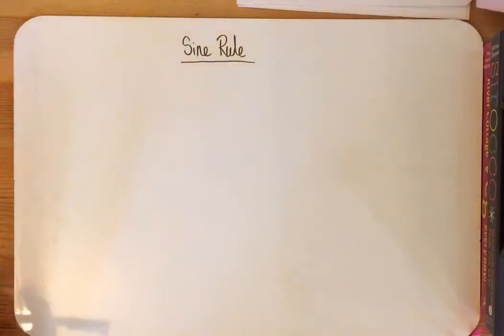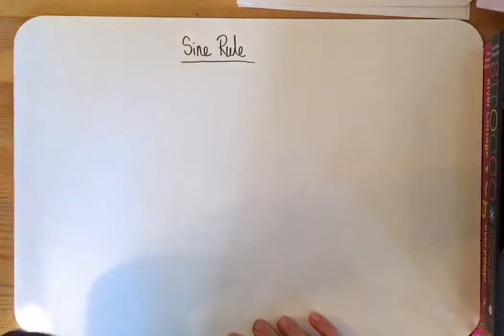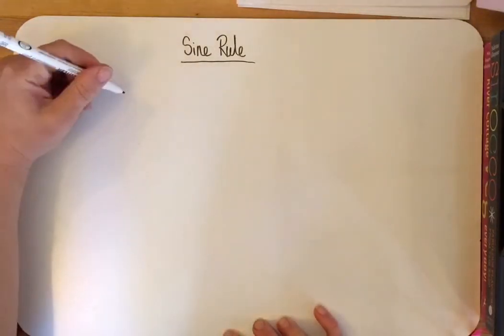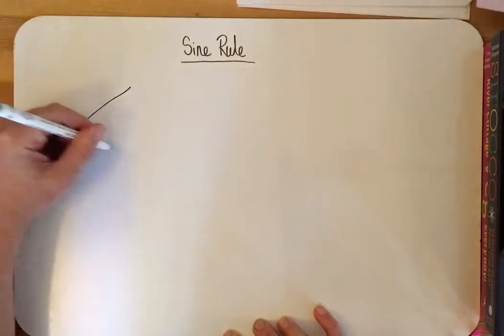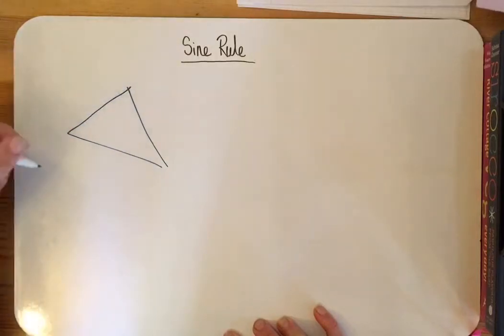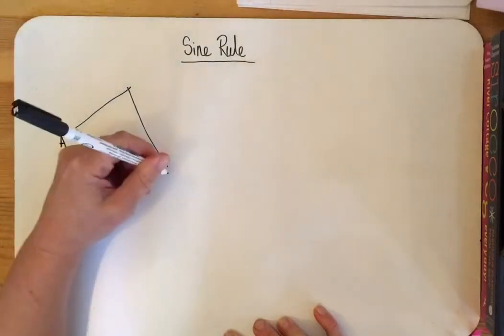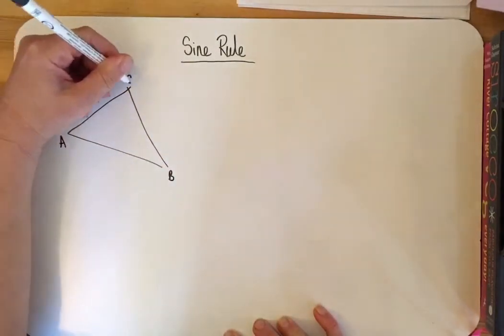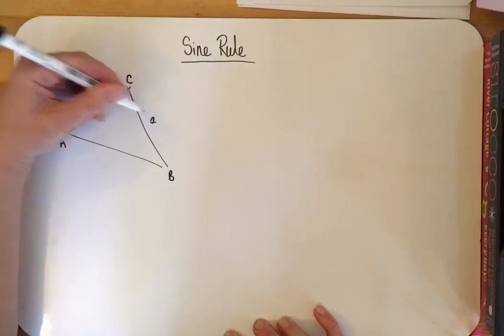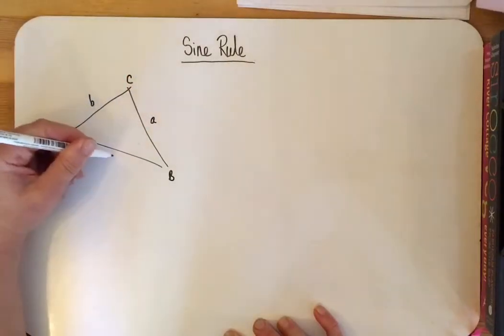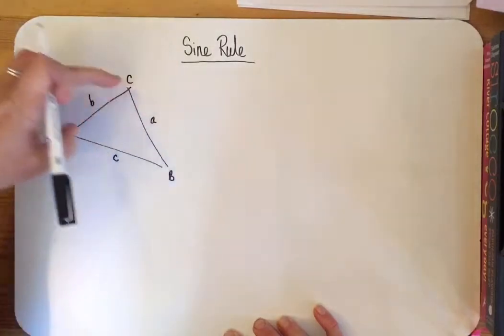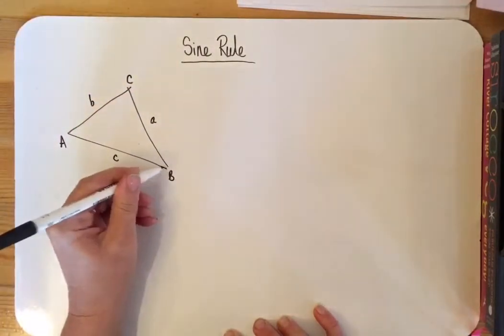Okay, this is a bit of a revision on the sine rule. You should have done this at GCSE. Standard labelling of a triangle: use capital letters for the vertices and lowercase letters for the opposite edges to each vertex.